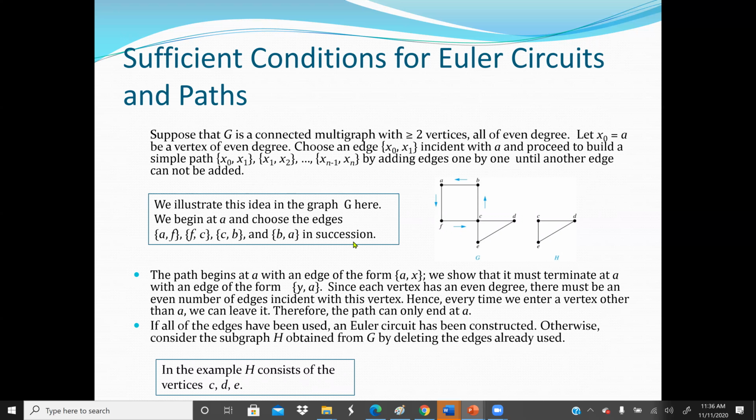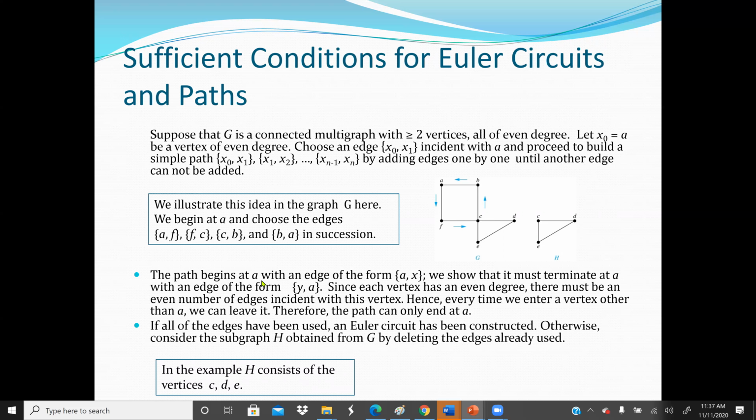So this is a good example here. We illustrate this idea in the graph G. We begin at A and choose the edges AF, FC, CB, and then come back to BA. So this is again a circuit. You can see that all the vertices have even degree, each one 2, 2, 2.